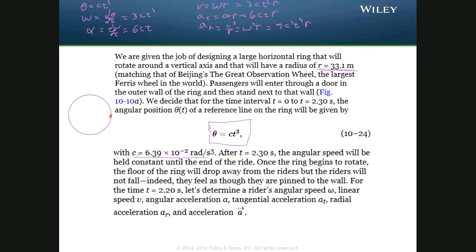So I'll write them down. Omega is equal to 0.928. Alpha equals 0.843.